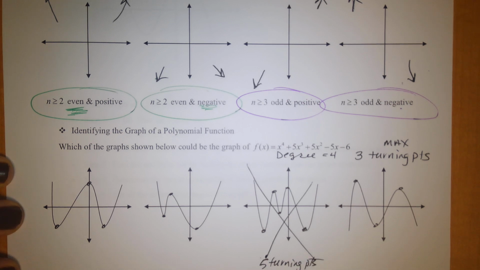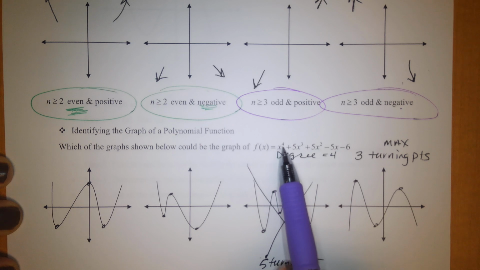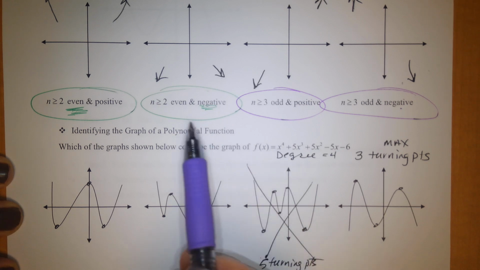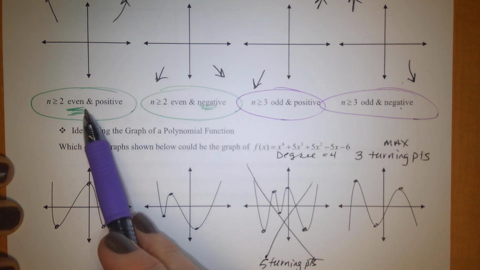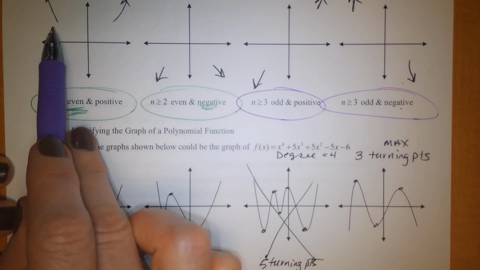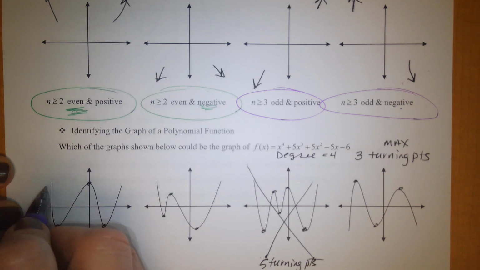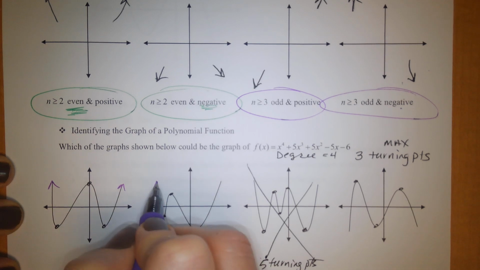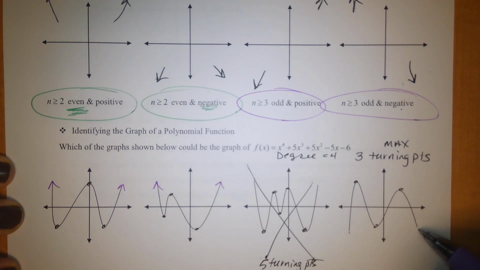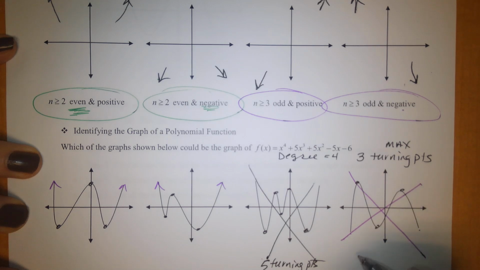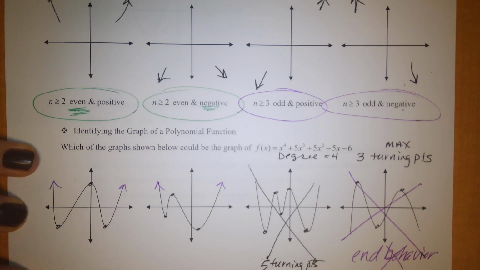What else do we know? We also know the end behavior. Since it has x to the 4th and there is no negative out in front, that means it's an even function with a positive out in front, which means it will have an up-up behavior. This has an up-up behavior, and so does this one. But this one's down, down. So it's not going to be this last one since it doesn't match the end behavior. So now I've eliminated the last one.